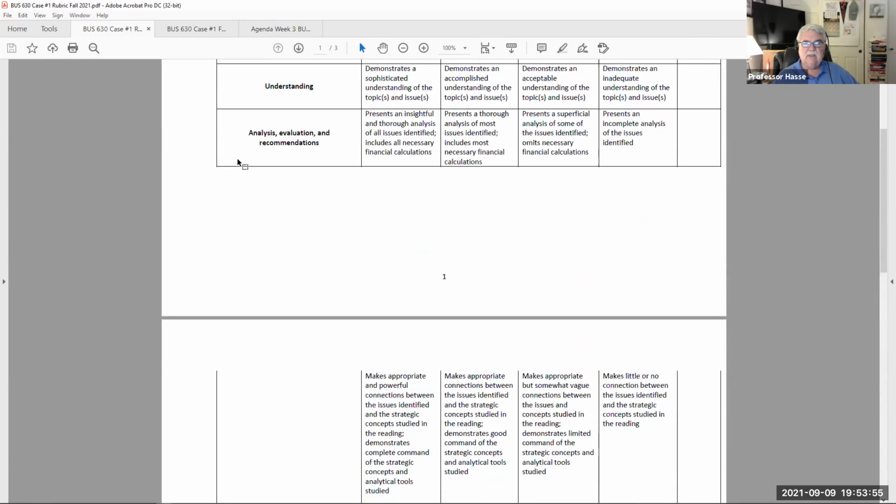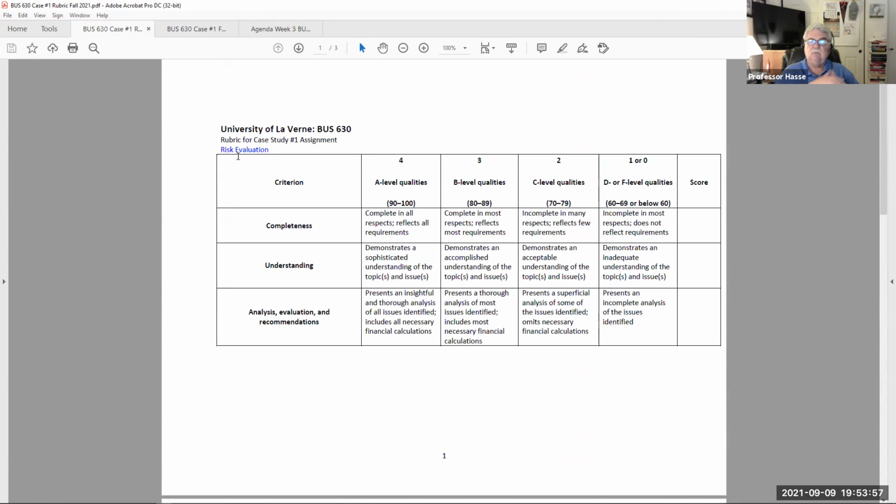So look this over if you're a little bit confused about what I'm looking for and how you are to write this. This might help some of you. And if you've never done much casework before this class, this rubric may help guide you. If you still have questions or are confused about this, be sure to let me know.